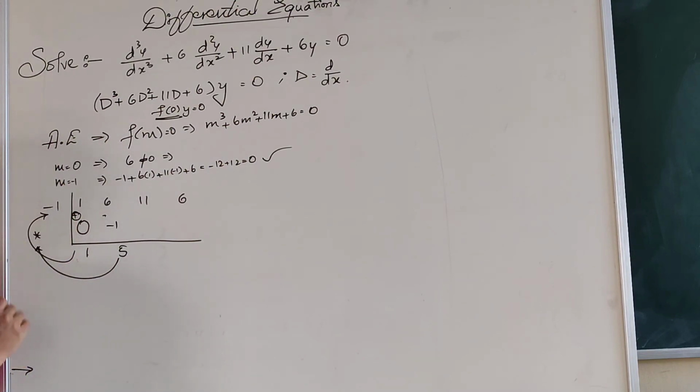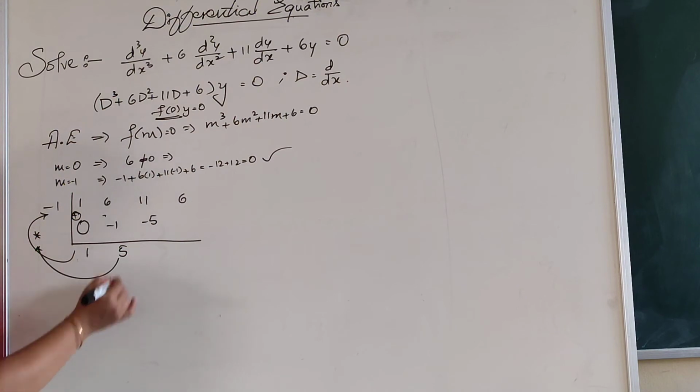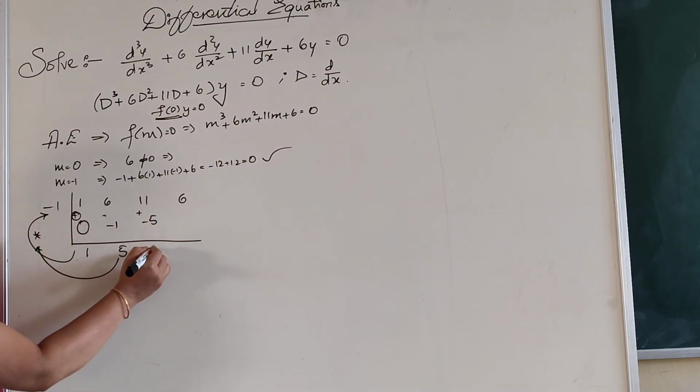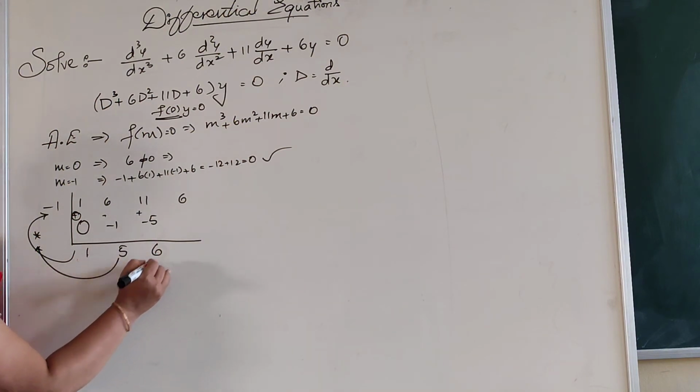With which do you have to multiply? Always fixed. Minus 1 only. Okay, so 5 into minus 1 is minus 5. Now again add here. So we are going to get 11 minus 5 is equal to 6.